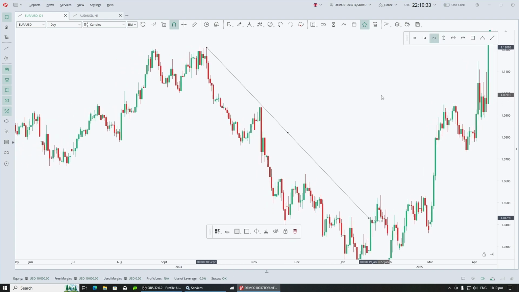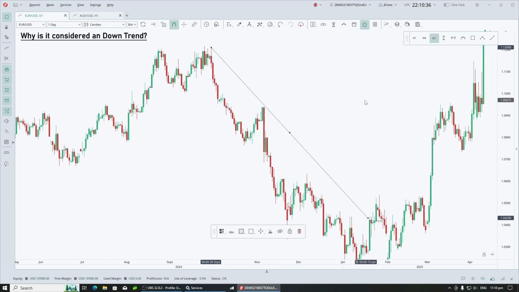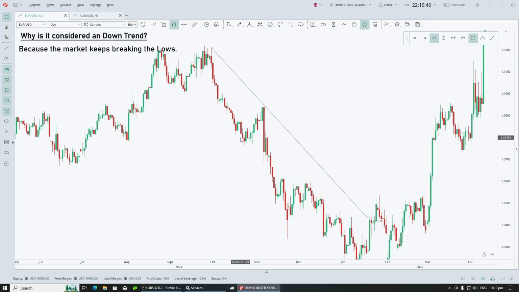So what does the market do? What does it exactly do for us to consider it a downtrend, a bearish momentum? If the market keeps breaking the lows. Remember, the uptrend needs a continuous breaking of the highs, the downtrend needs a continuous breaking of the lows. So what exactly are the lows and what are the highs?